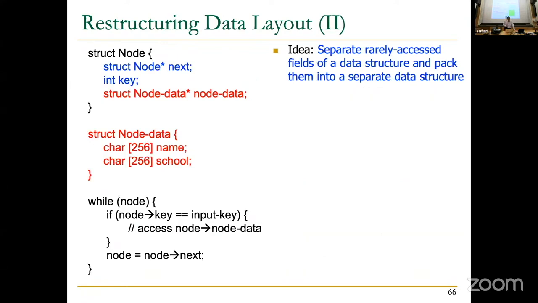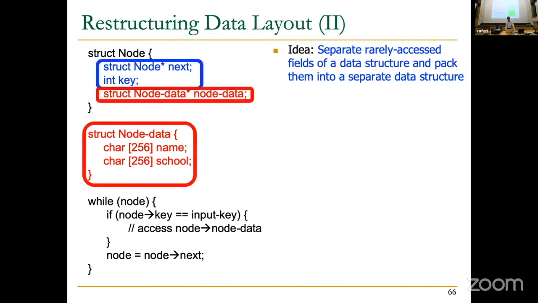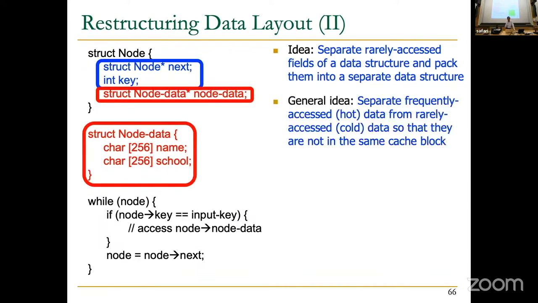Once you realize that, as a programmer, you could separate the rarely accessed fields and pack them into a separate data structure. So these are the frequently accessed fields with a pointer to the rarely accessed fields, for example. And now you access 2 different data structures. Rarely accessed data structures here, frequently accessed data structures here. The general idea is basically separate the hot data from cold data. Hot data is frequently accessed, cold data is rarely accessed, such that they're not in the same cache block.